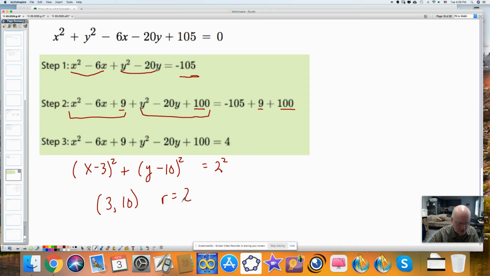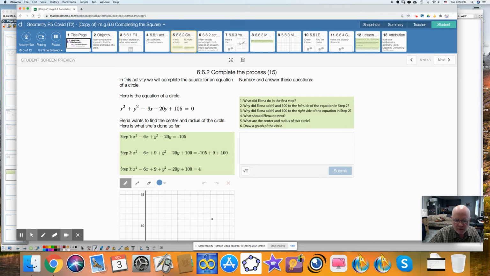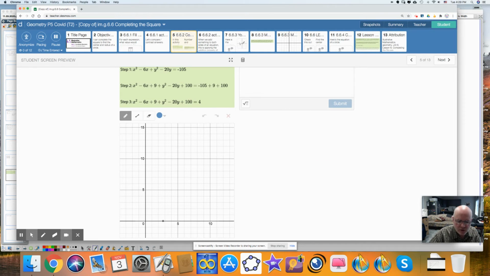And we can do this on the Desmos down here. 3, 10, this is my center. I'm going to draw the circle. It's going to have a radius of 2, so it's going to go from here to here, down and around, like that.